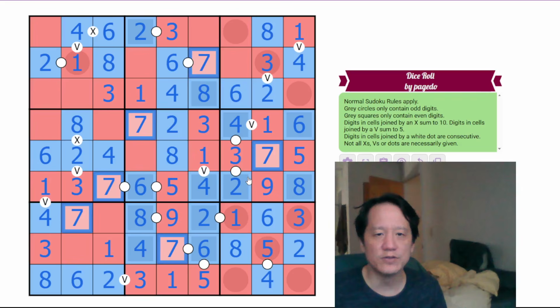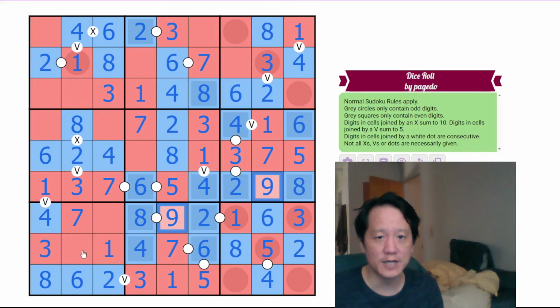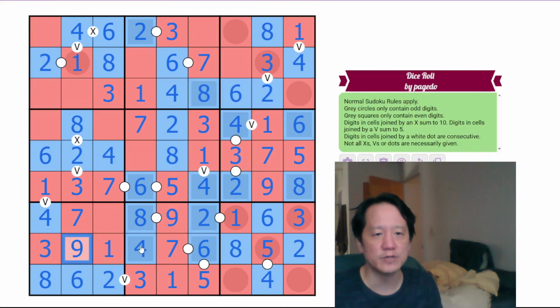And we don't have any other information that we can use. 9. Where's 9 in row 8? It has to be here. Where's 9 in the central box? It has to be there. Where's 9 in column 6? It has to be there.